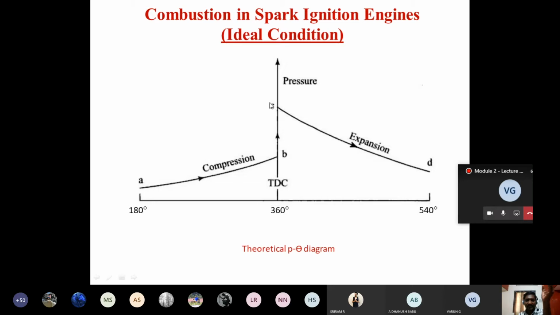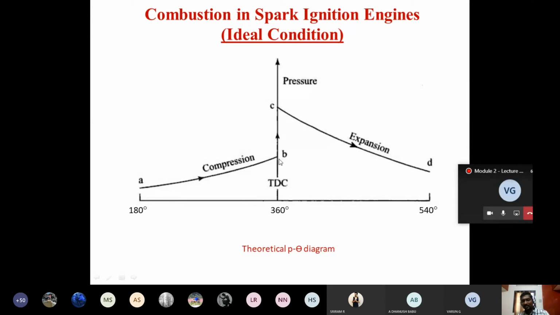Remember, the piston has not started to move. The piston is still at the TDC, but there is a sudden rise in pressure, a sudden surge in pressure. That is represented by point C. Because of the sudden rise in pressure, the products of combustion exert pressure on the piston, and the piston is going to move down from TDC to BDC. This we are going to call the expansion stroke.